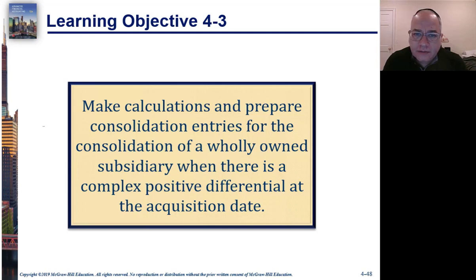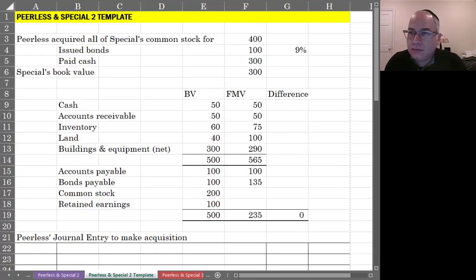Next is learning objective 4-3. Make calculations and prepare consolidations for the consolidation of a wholly owned subsidiary where there's a complex positive differential at the acquisition date. And what we mean by complex here is that there are several different items that comprise the differential. So Peerless and Special 2 template.